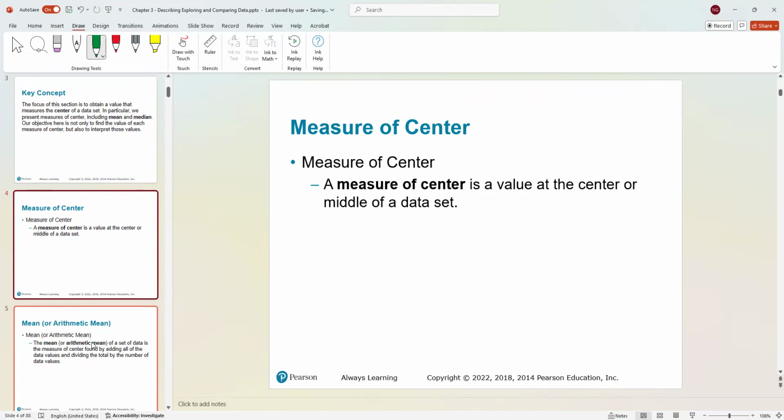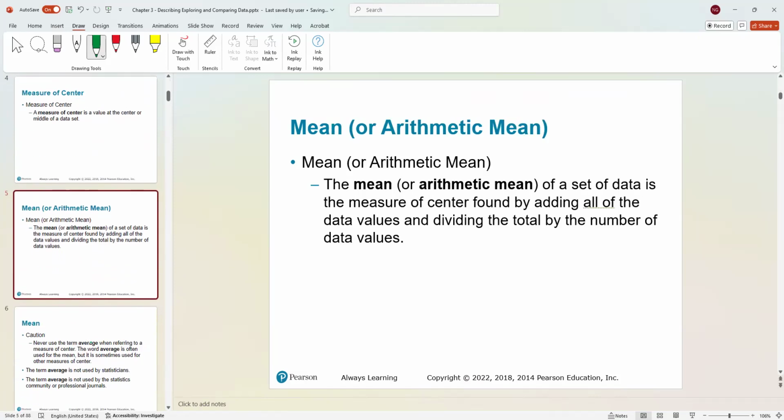A measure of center is a value that represents a typical or central data entry of a data set. So a measure of center is a value at the center or middle of the data, right? The three most commonly used measures of central tendency, or measures of center, are mean, median, and mode. Let's go for the mean.